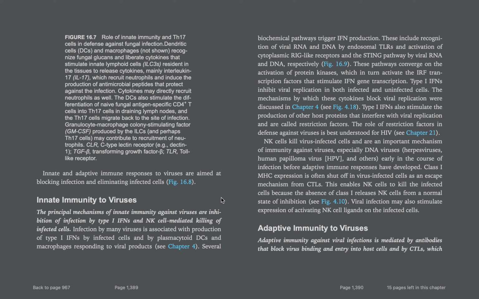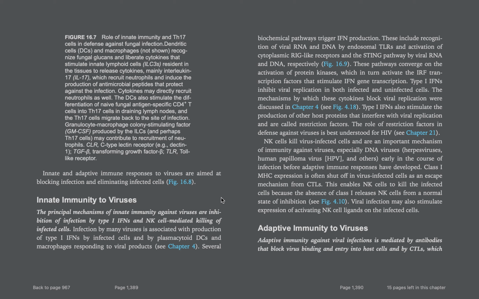Several biochemical pathways trigger interferon production. These include recognition of viral RNA and DNA by the endosomal toll-like receptors, and activation of the cytoplasmic RIG-like receptors and the STING pathway by viral RNA and DNA respectively. These pathways converge on the activation of protein kinases, which in turn activate IRF transcription factors that stimulate interferon gene transcription. The type 1 interferons inhibit viral replication in both infected and uninfected cells.